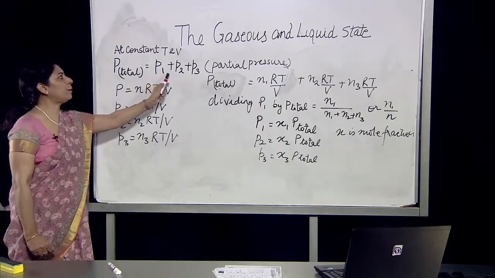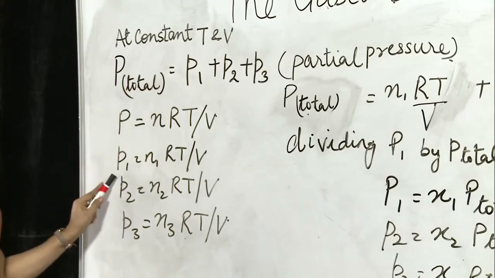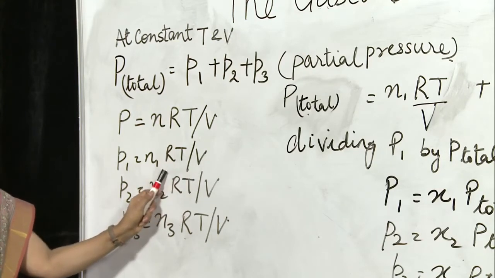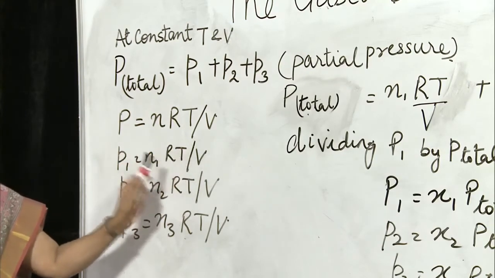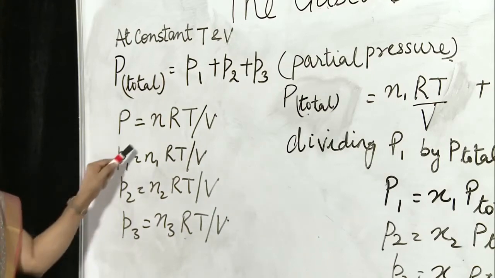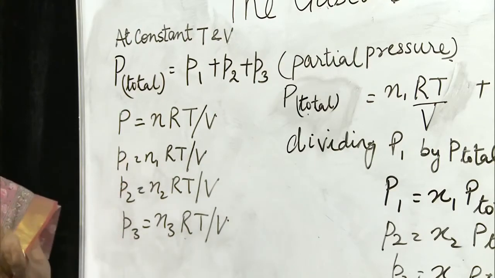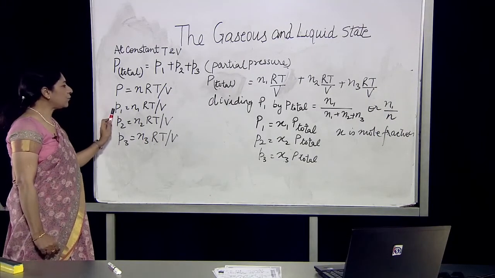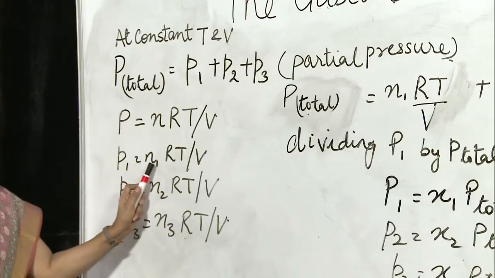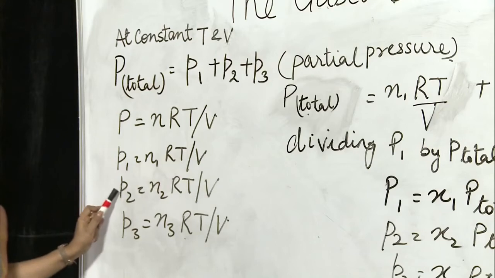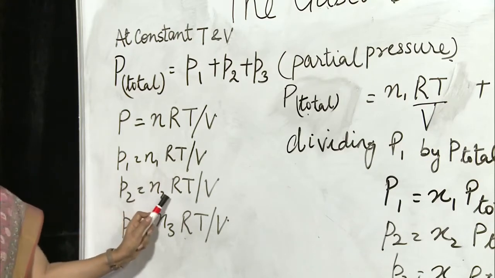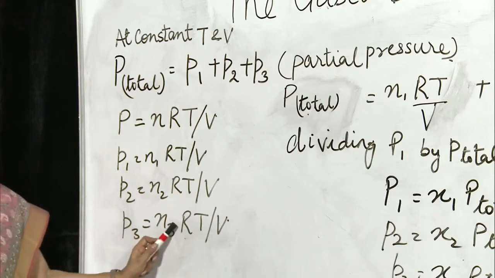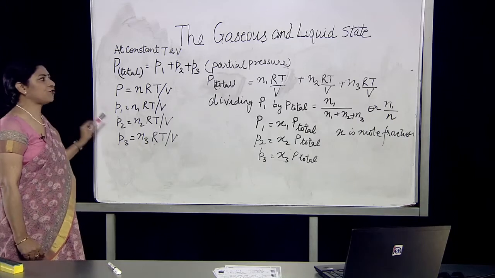Now, let us take each gas one by one. For P1, we can say n1RT upon V. Why are we not changing the rest? Because R, T and V are constants, so we are changing only the number of moles. As you have seen in the picture, the numbers of moles were different. So for the first gas, P1 equals n1RT upon V. For the second gas, P2 equals n2RT upon V. And for the third gas, P3 equals n3RT upon V. These are the partial pressures.